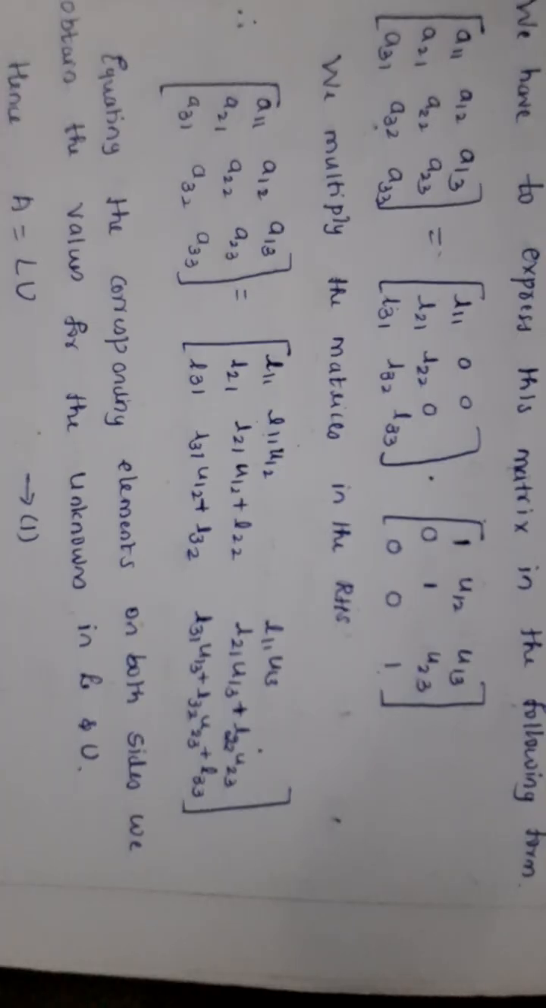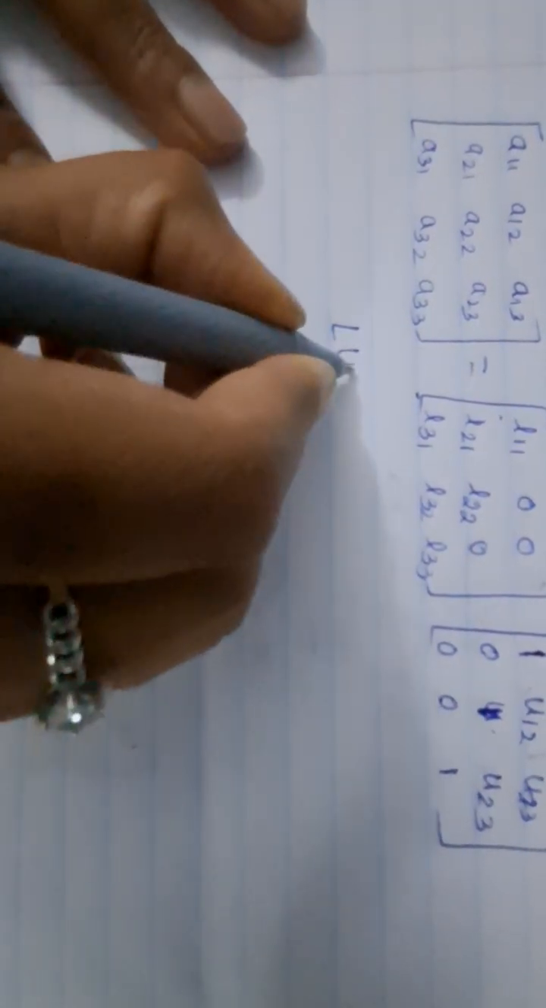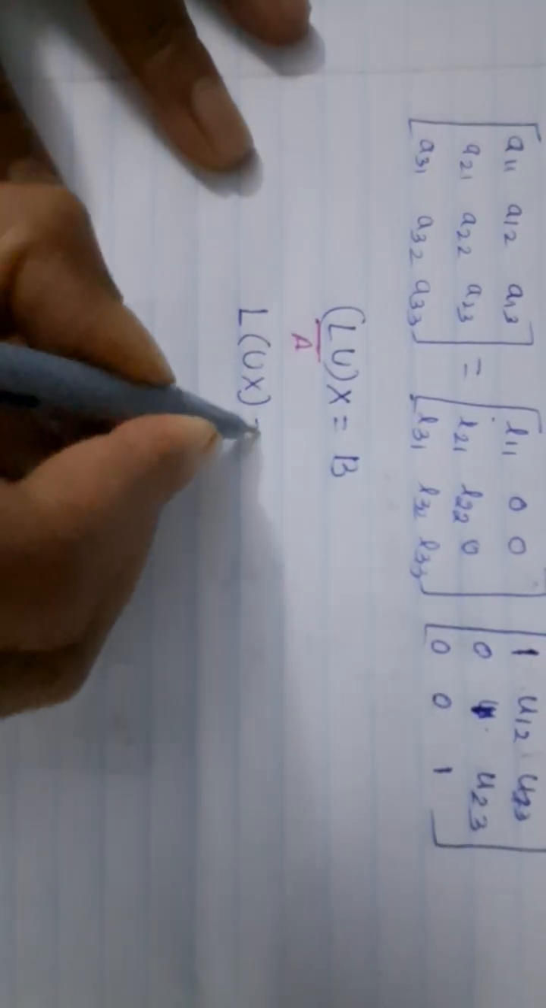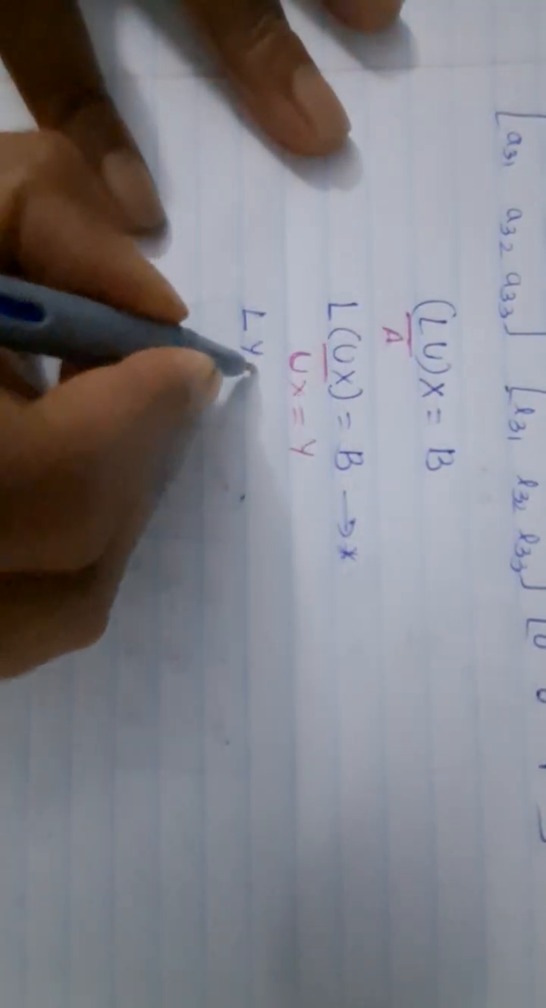Once we find that, your A is equal to LU, then the equation AX = B becomes LU times X equal to B. In place of A, I am writing L into U. Since it holds the associative property, I can write this as L of UX equal to B. Now we take this UX as some Y. Let me call this equation star. Then the star equation becomes LY = B.